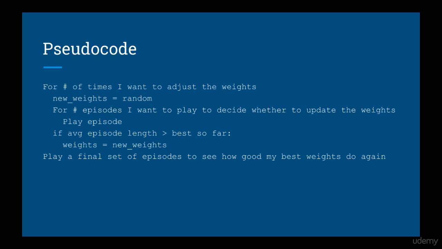If the average episode length for these new weights is better than my best average so far, I'll keep these weights for later. Once I've done this a number of times, I've supposedly chosen some good weights that do well over a number of episodes, so hopefully not just by chance. Then I play a final set of episodes to see how good my best weights perform.